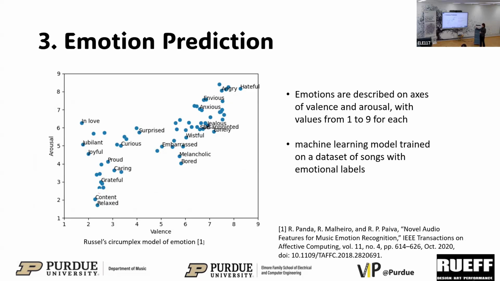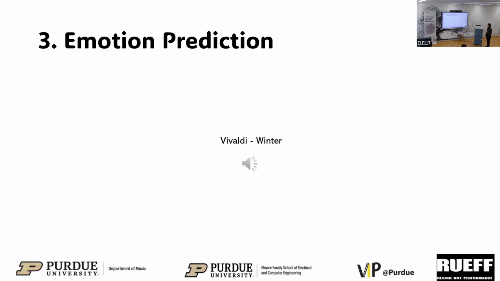Yeah, then we wanted to categorize the emotion. So we listed the emotion on two axes of arousal and valence. Arousal means the intensity of the emotion, and valence means the negativity or positivity of the emotion. So for example, number one means more like a positive and calm feeling, and number nine means intensive and also negative feeling, like hateful, right? But yeah, we used a data set of songs with those emotional labels to train the machine. Okay, so this music is an example.